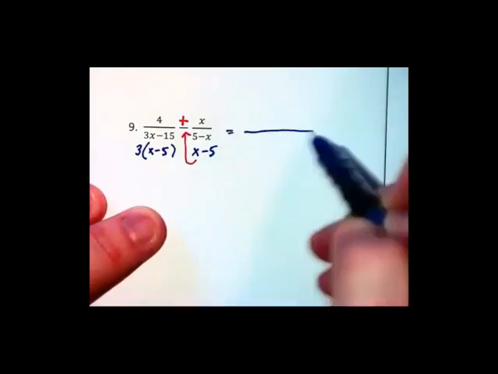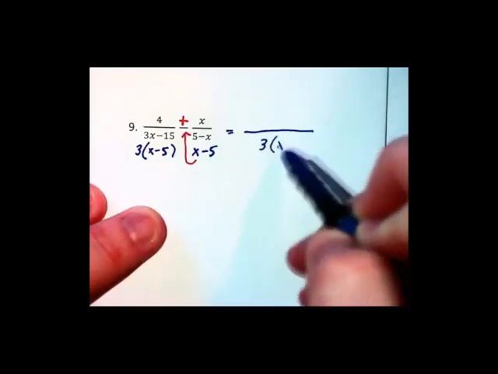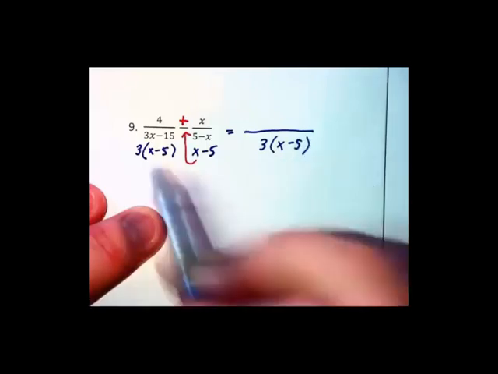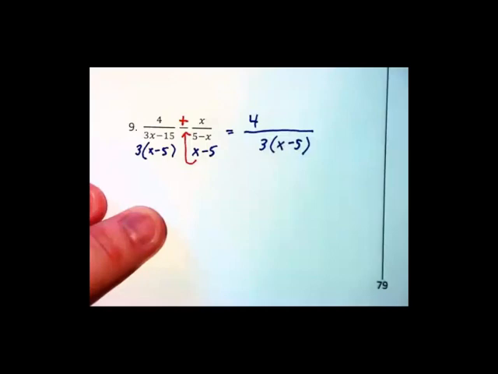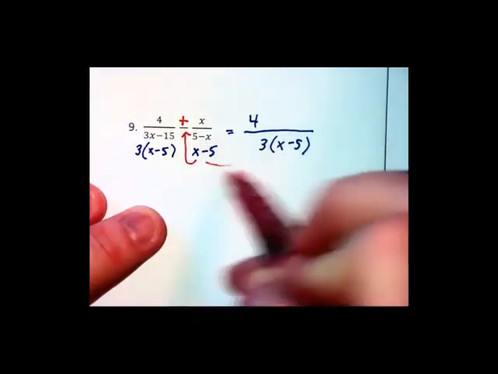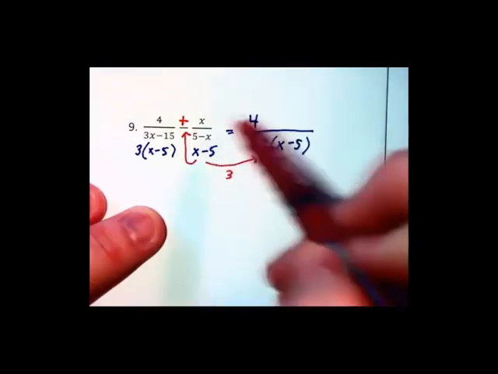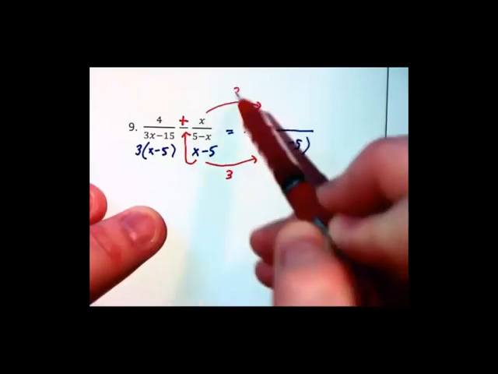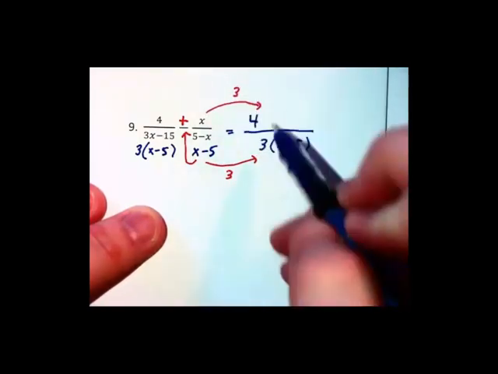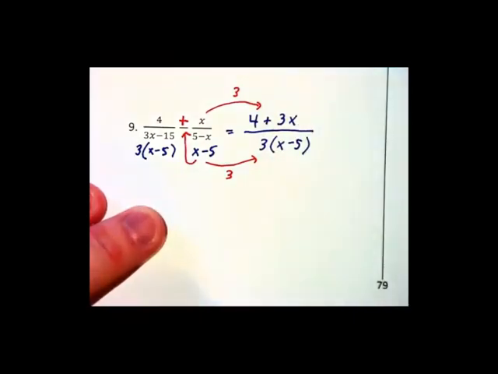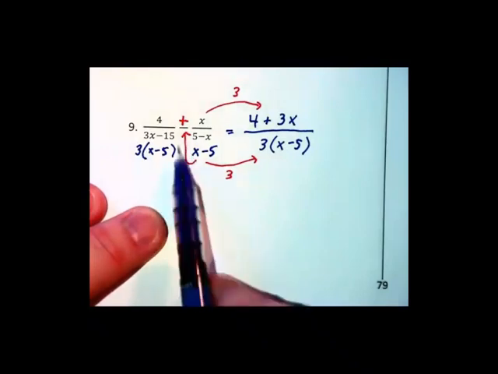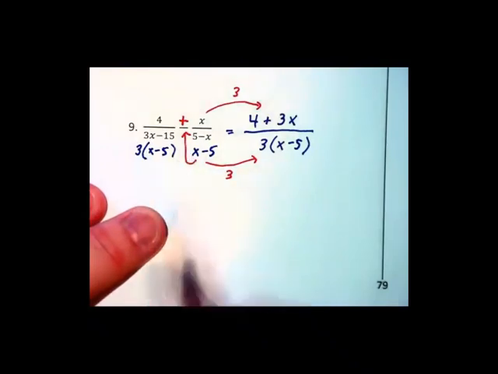Our common denominator will be 3 times x minus 5. The first fraction is going to have no change. It's going to stay 4. This second fraction, however, going to the new denominator, will be multiplied by a 3. So we're going to have 4 plus 3x up in the numerator, and that's our answer. Okay, so here's another application of the -1 technique, or another way you can use it showing up within this problem.